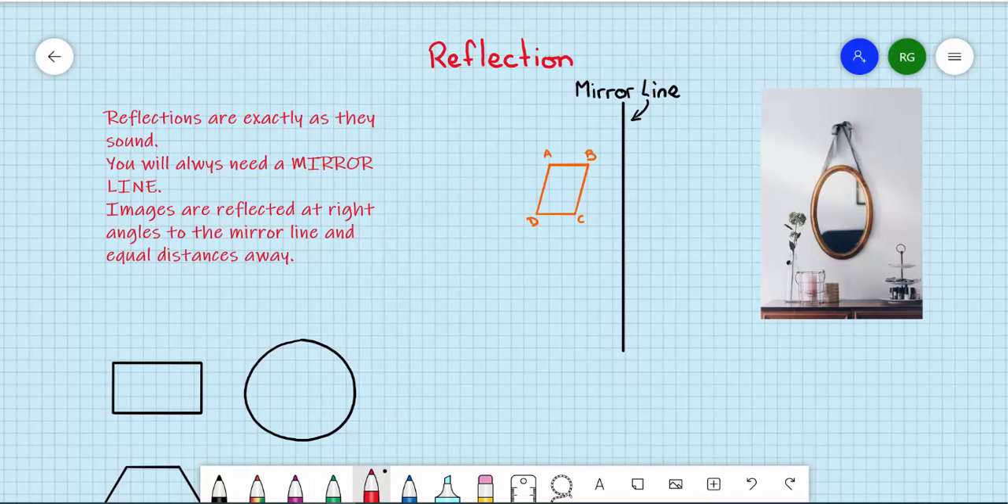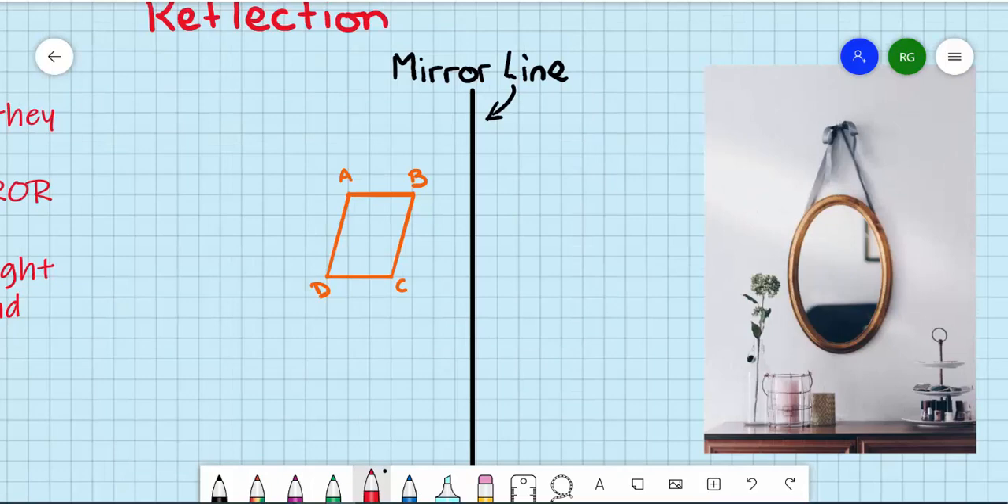So reflections are exactly as they sound. You'll always need a mirror line, and images are reflected at the right angle to the mirror line and equal distances away. I'm going to zoom in on my image just to the right of the screen. Here you'll see we have a mirror line. Now that acts as a mirror. It reflects that orange shape on the left, and we're going to have a perfect reflection on the right, remembering that it needs to be at 90 degrees to the mirror line and equal distance from the mirror.